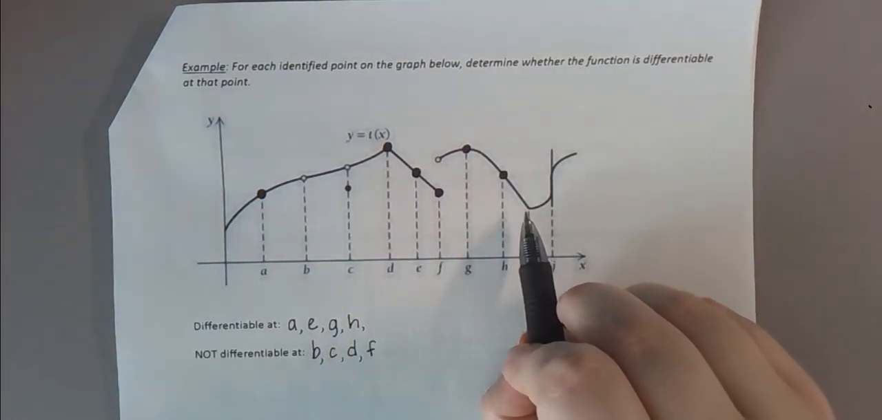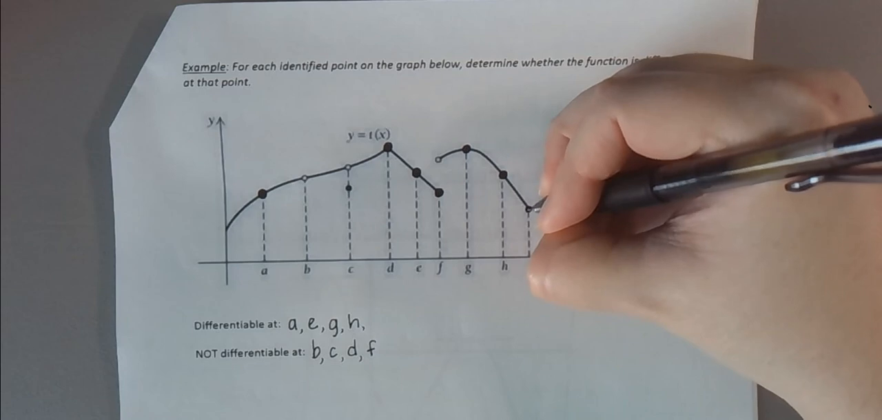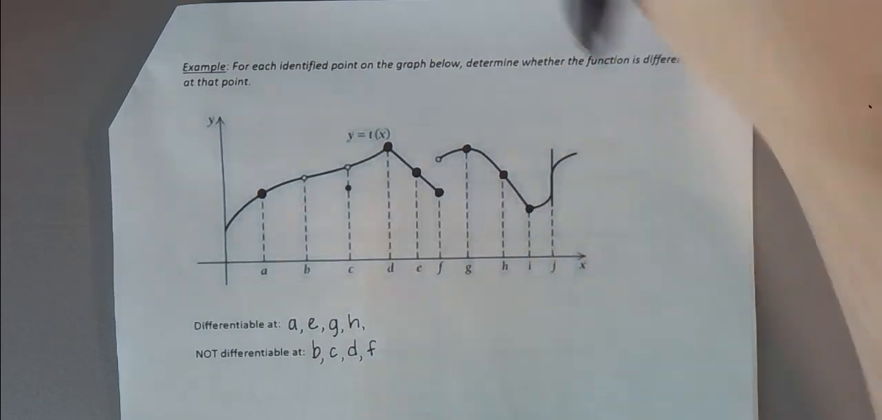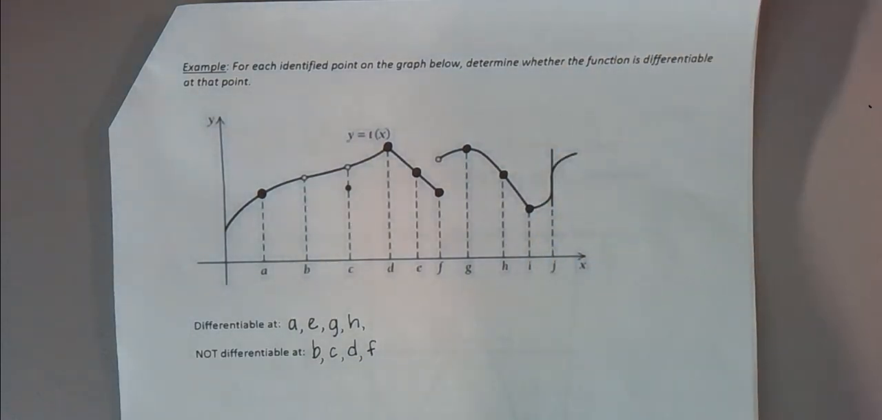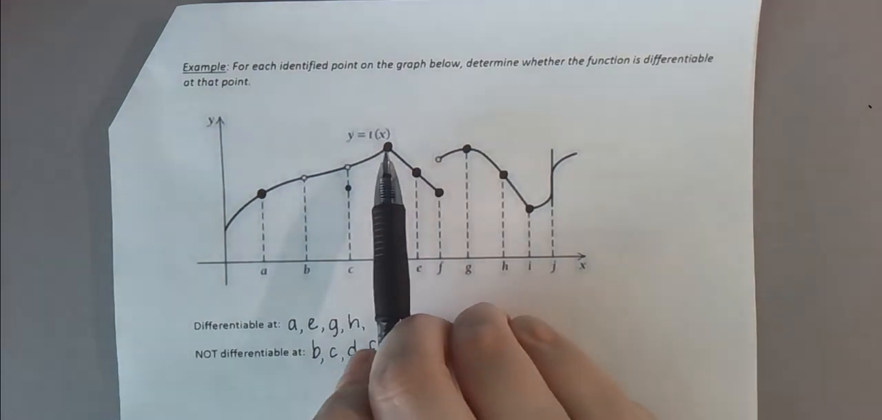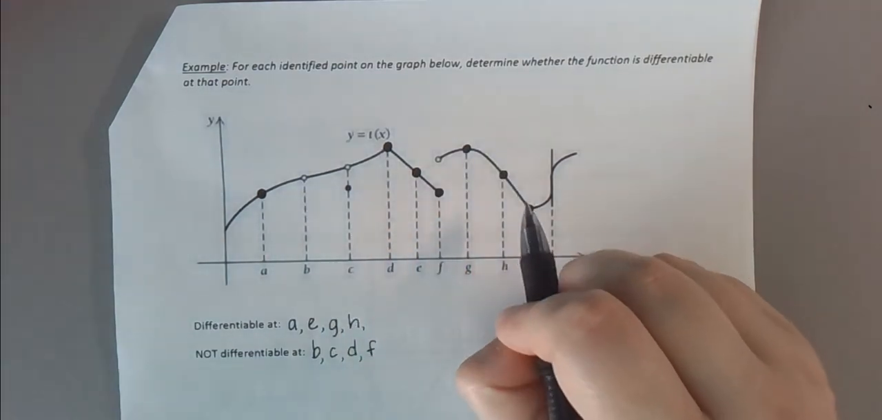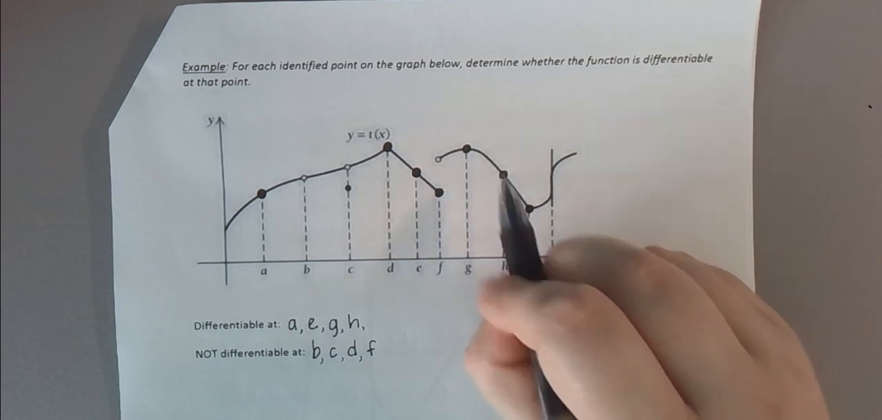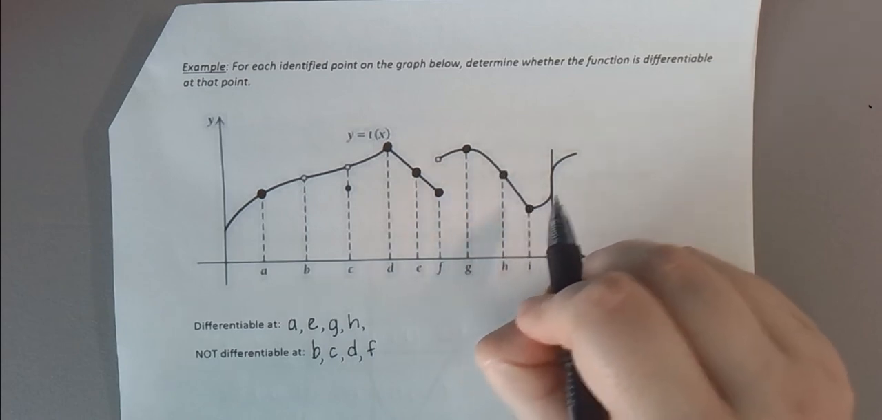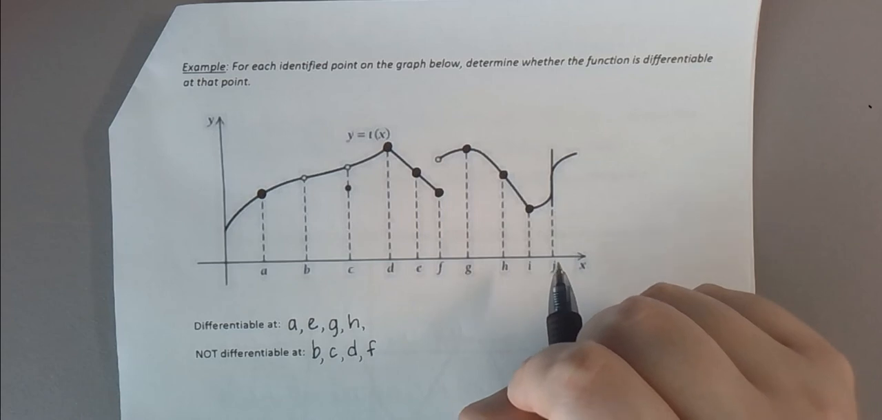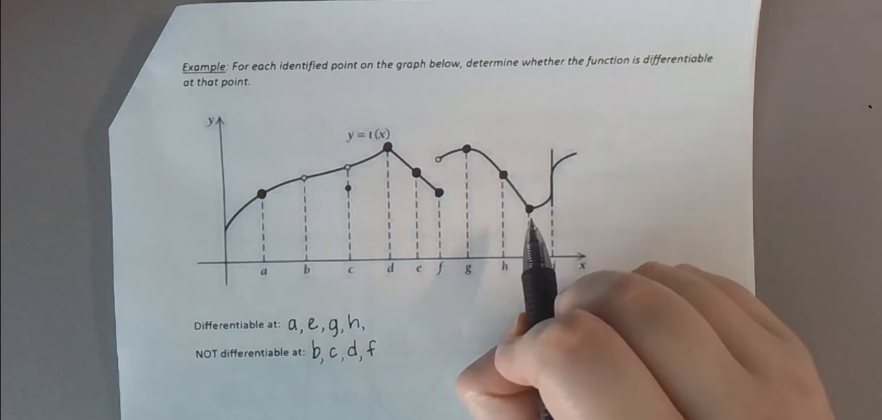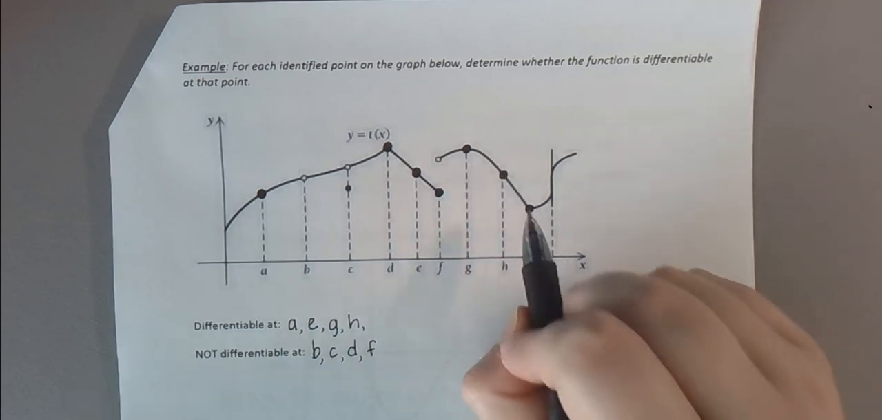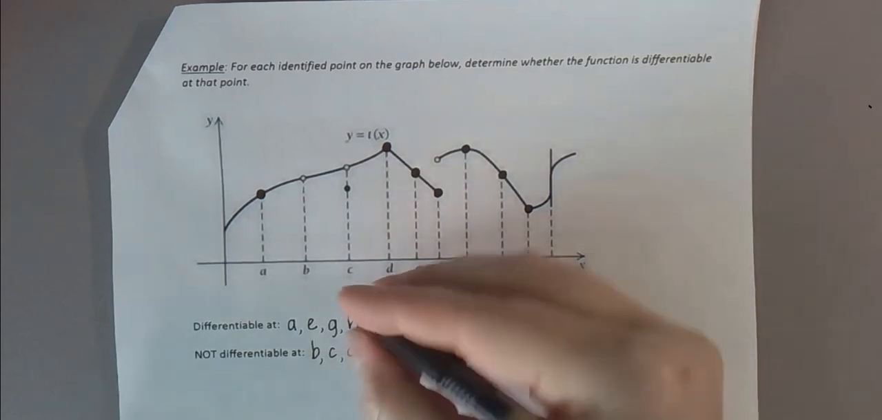At I, now I is kind of unique. I is not really a sharp corner like this one is, but notice that we stop and then suddenly we curve. It's a straight line. The graph is straight and then it suddenly curves. So it does represent a corner. Are we going to be tangent to that side? Or are we going to be tangent to that side? Neither. It's not differentiable there.